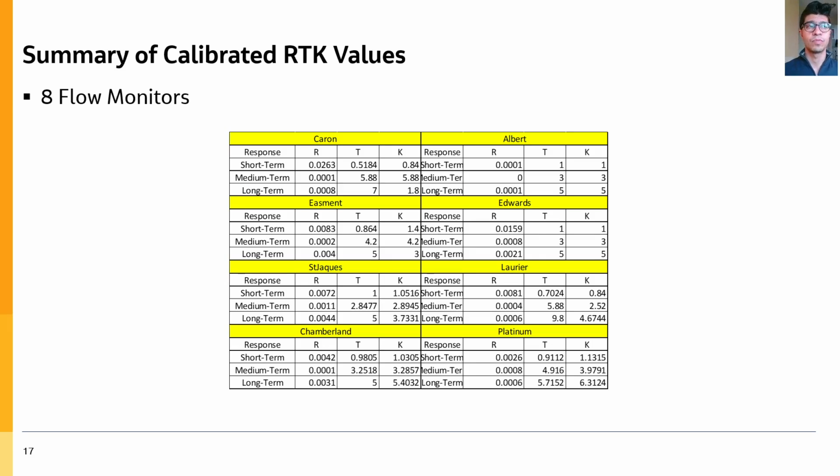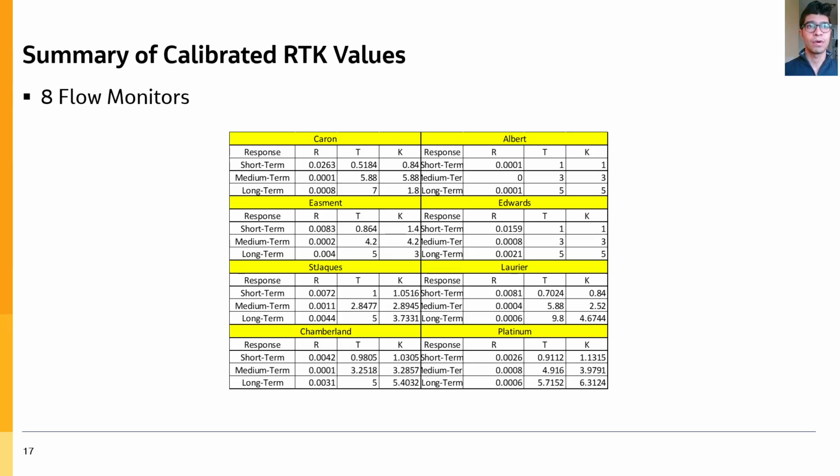out of 9, because one of the locations provided bad data quality, we have RTK for short term, medium term, and long term. Now, you can see the values look kind of random because throughout the whole optimization procedure, these values are changed.